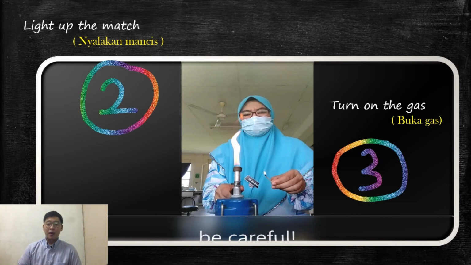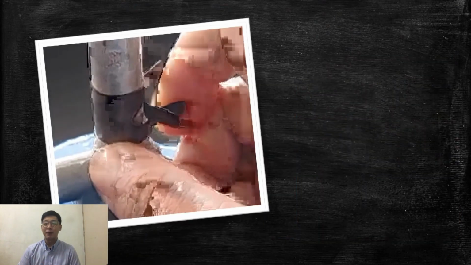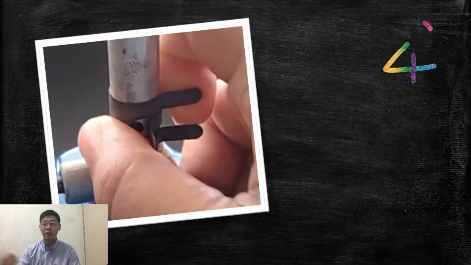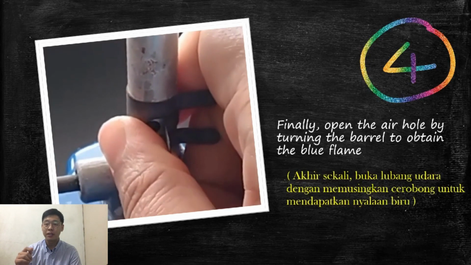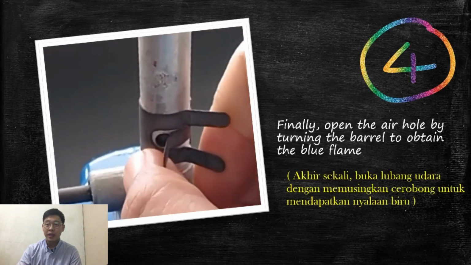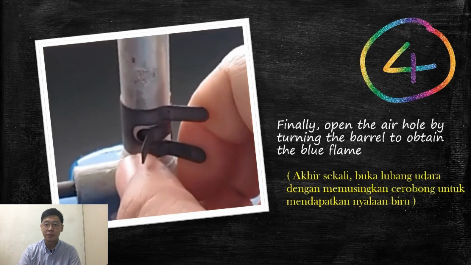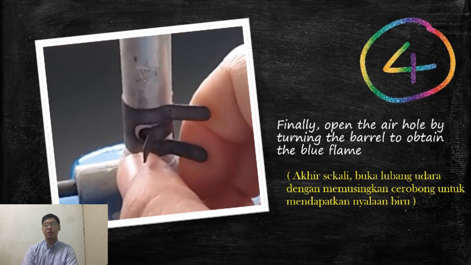After we successfully ignite the Bunsen burner, we can control the flame by closing or opening the air hole of the Bunsen burner. After that, the last step is the most important step.